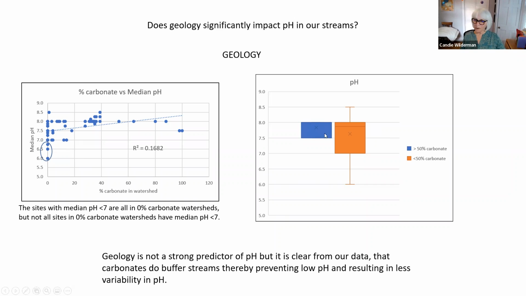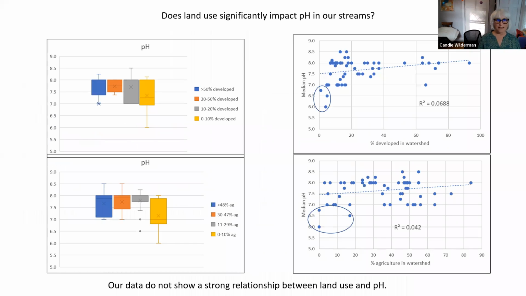There's not much variability in the limestone with pH, and there's no outlier for maximum or minimum. It's all scrunched in together between 7.5 and 8. Whereas the non-carbonate streams have much more variability. There's high ones, there's low ones. So at least what we can say is geology is not a strong predictor of pH, but it's clear from all of this data that we've collected that carbonates do buffer streams, thereby preventing low pH and resulting in less variability in pH. So that I thought was kind of interesting.